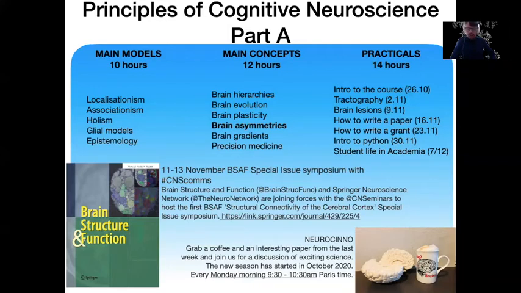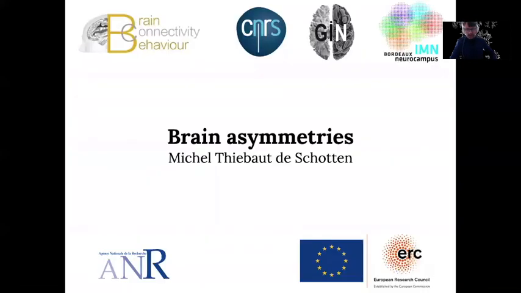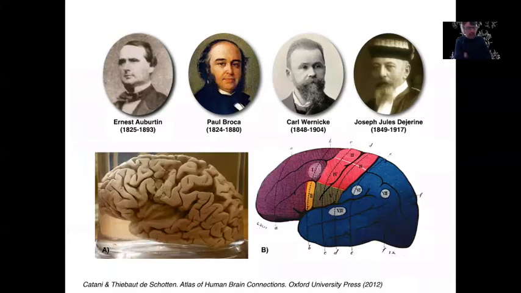But without any further ado, I will start my new lectures on brain asymmetries. Brain asymmetries are all about looking at differences between the left and the right hemisphere in terms of anatomy and in terms of function. You may have seen this slide before.